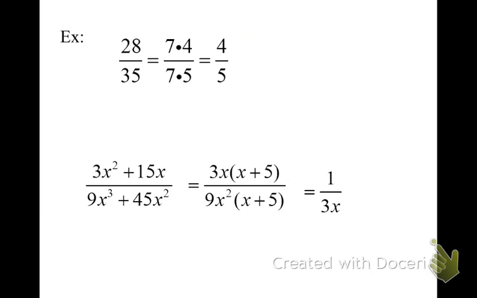The x plus 5's get canceled. The 3 divides into the 9, and so the 3 in the numerator goes away, and we're left with a 3 in the denominator. And then the x in the numerator divides into x squared in the denominator, and we're left with an x to the first in the denominator. And that is a problem that's been simplified completely because the numerator is factored, the denominator is factored, and all of the factors have been canceled.